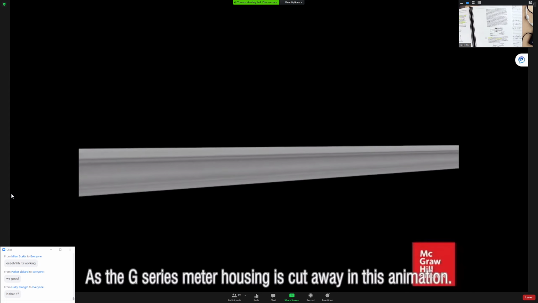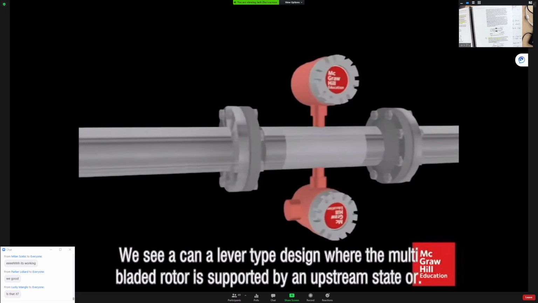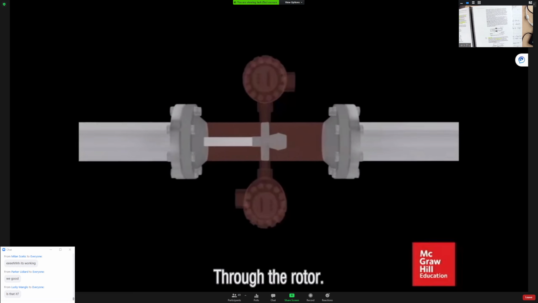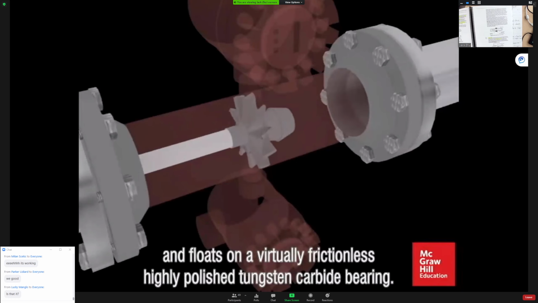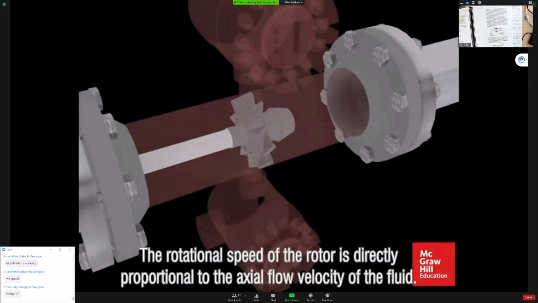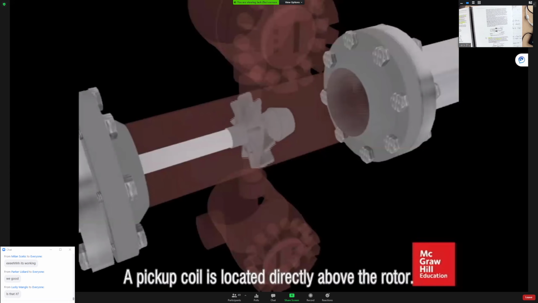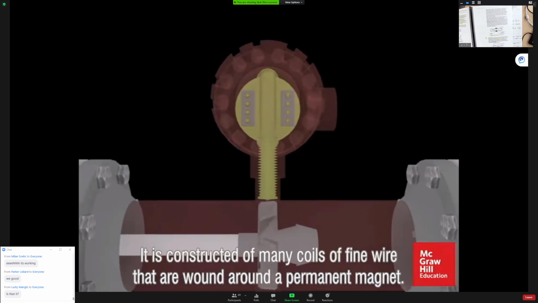The meter housing is cut away in this animation. We see a cantilever type design where the multi-bladed rotor is supported by an upstream stator. The stator also channels the flow stream, depicted by the flowing blue arrows, through the rotor. The rotor is hydraulically balanced and floats on a virtually frictionless, highly polished tungsten carbide bearing. The rotational speed of the rotor is directly proportional to the axial flow velocity of the fluid. The rotor has a number of equally spaced blades that are made up of a paramagnetic material. A pickup coil is located directly above the rotor and is completely isolated from the fluid.